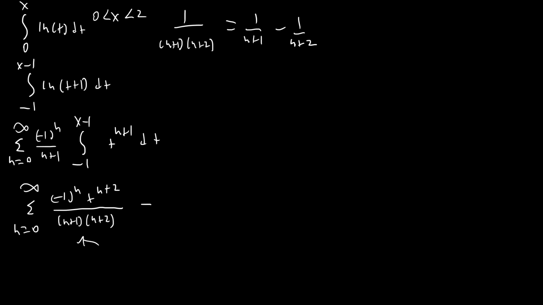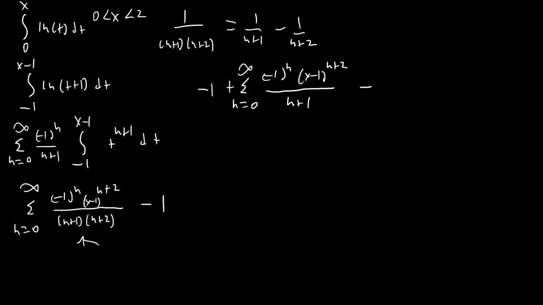Alright. Next, let's go ahead and, why do I have a t? This shouldn't be t, this should be x minus 1. Right here, x minus 1, alright. So once we go ahead and split this up, we're going to get negative 1 plus the sum from n equals 0 to infinity of negative 1 to the n, x minus 1 to the n plus 2 over n plus 1. Then we're going to be subtracting negative 1 to the n, x minus 1 to the n plus 2 over n plus 2.